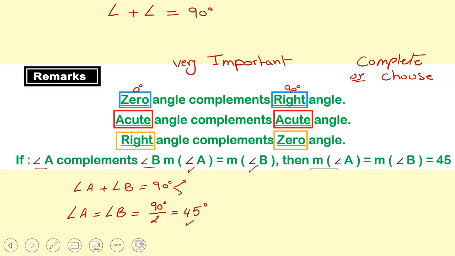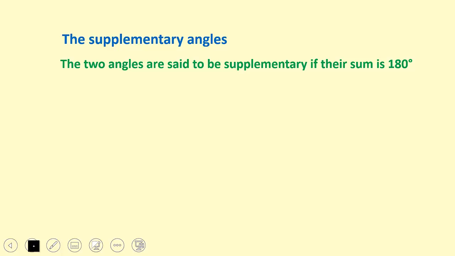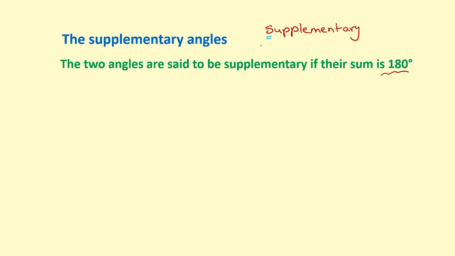Let's go now to the third and last relation that we are going to study in this lesson. They are supplementary angles. What are supplementary angles, and how can I say that two angles are supplementary? Two angles are said to be supplementary if their sum is 180 degrees. Have a look here at the word supplementary. This S can easily be changed to be 8. So, supplementary angles, if I add them together, I will get the sum of 180 degrees.